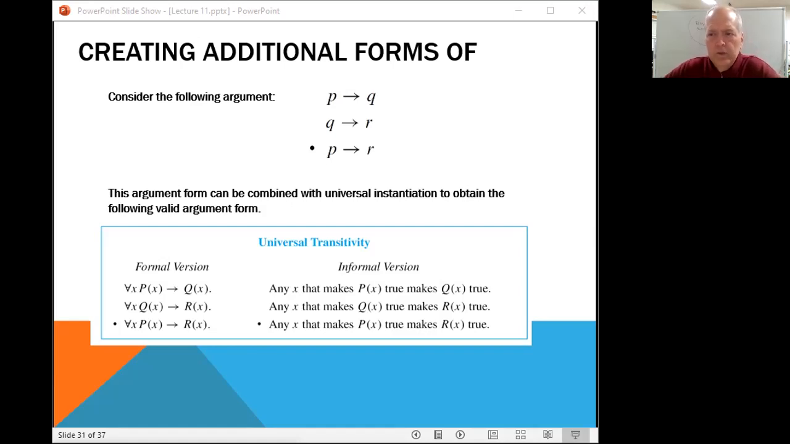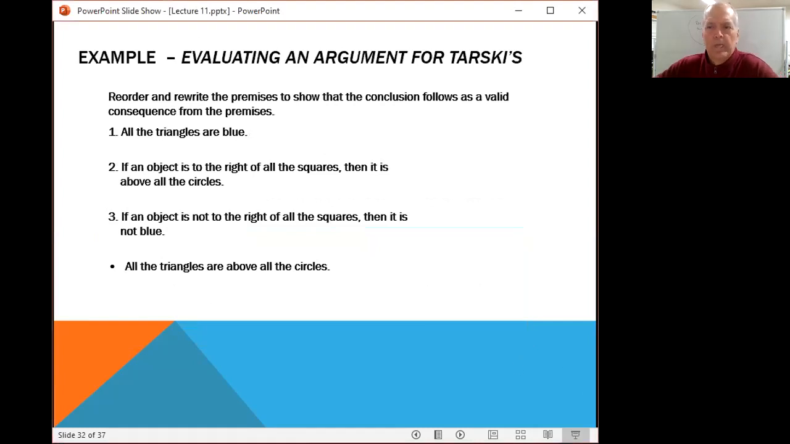If P is true, then Q is true. If Q is true, then R is true. If P is true, then R is true. This follows from transitivity. So, let's take a look at this argument. So we've got three premises and we have a conclusion. So it is a valid argument.